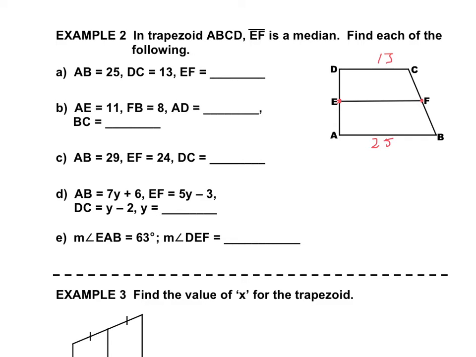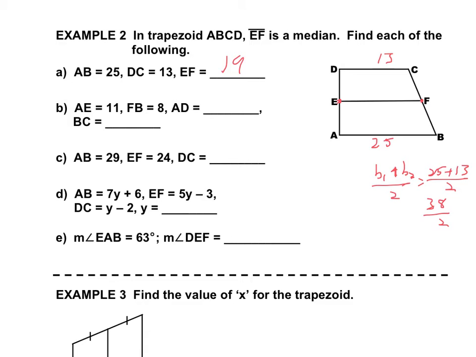Well, we just used that formula we just came up with, right? Base 1 plus base 2, divided by 2. 25 plus the 13, and then we're going to divide by 2. 25 and 13 makes, I'm sorry, 38. My bad. Makes 38, and we're going to divide that by 2 to get 19.